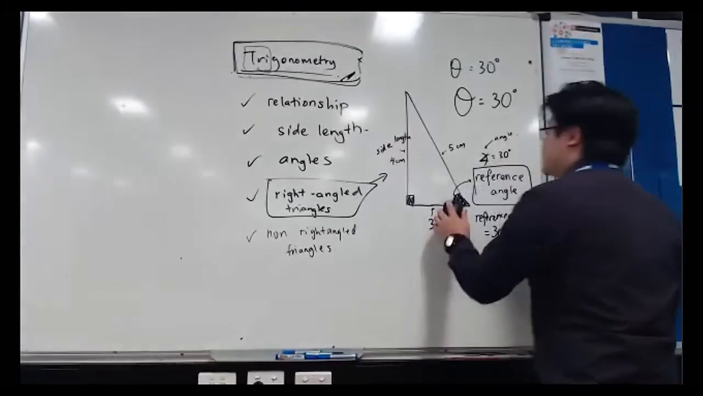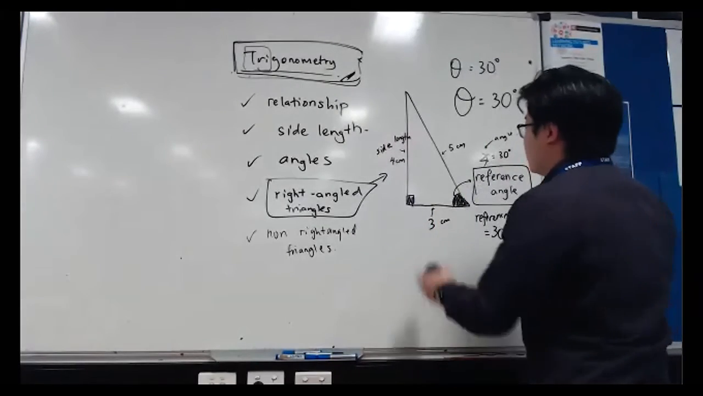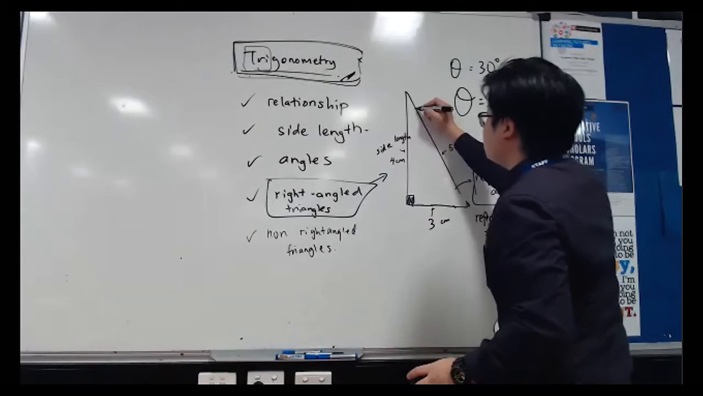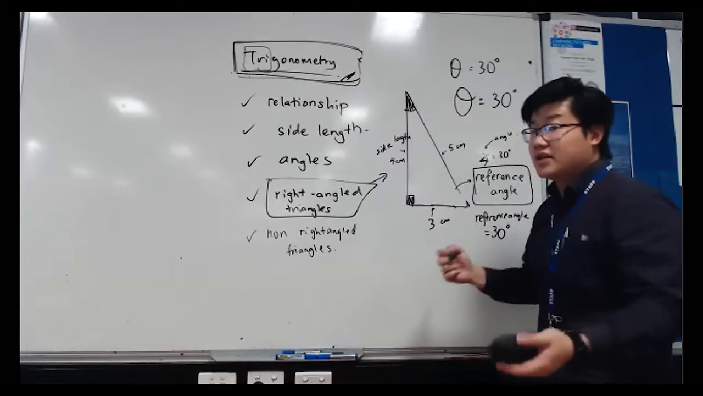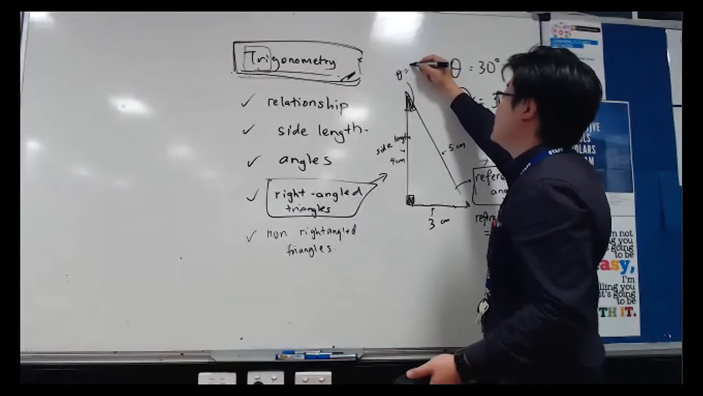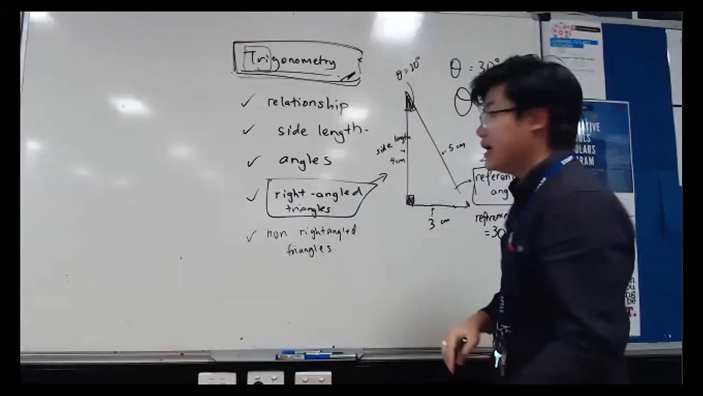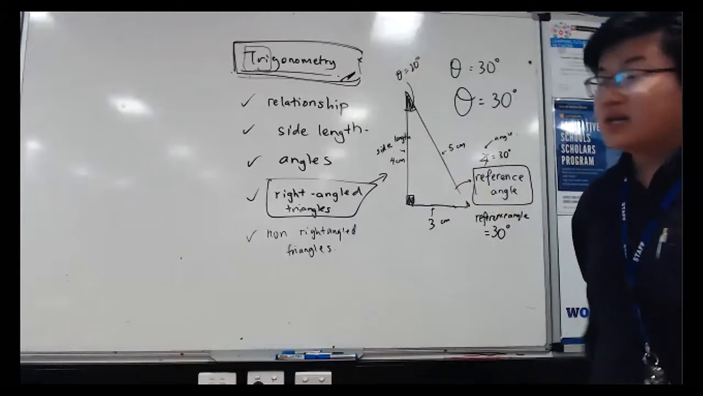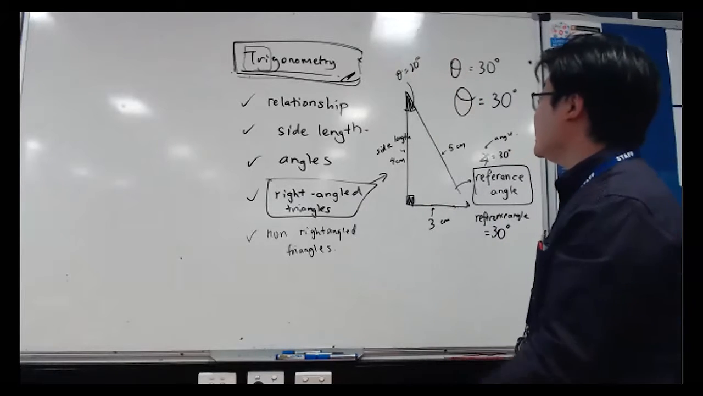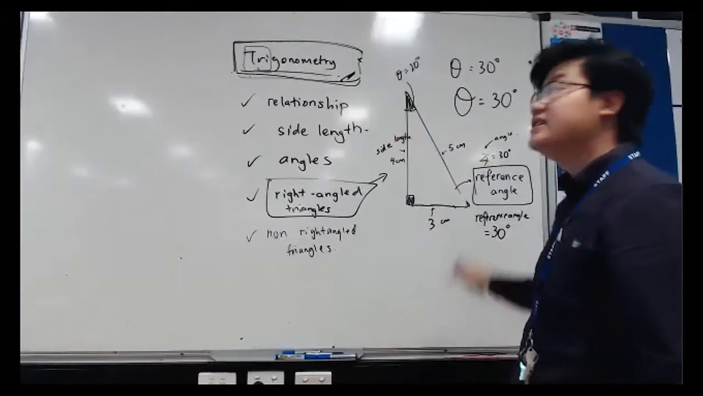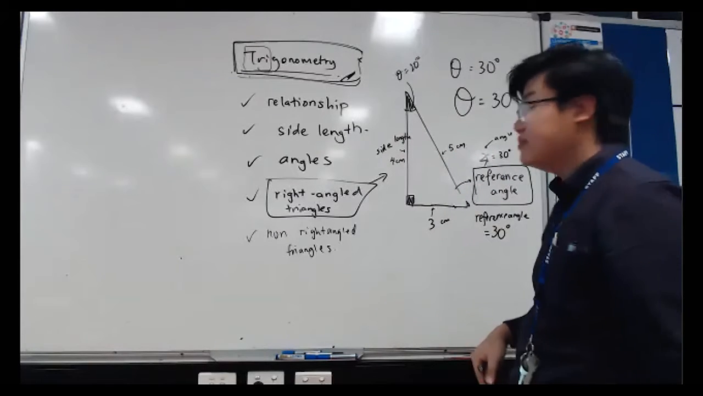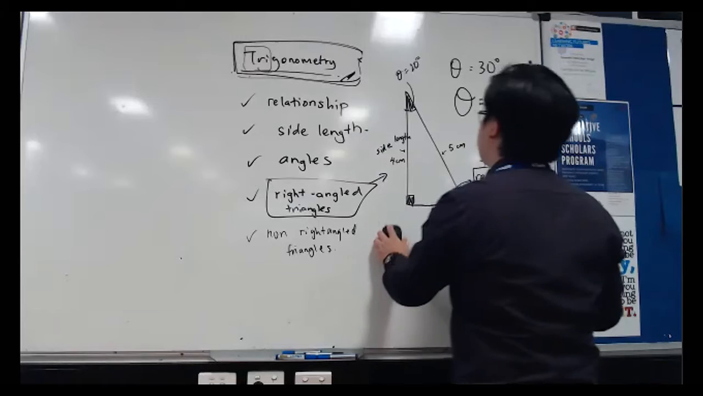Now, what if my angle is there? It is also still called a reference angle. Let's say that is 20 degrees, for example. It's not drawn to scale. So those are the reference angles, and depending on where the reference angle is, this is what we're going to talk about now.